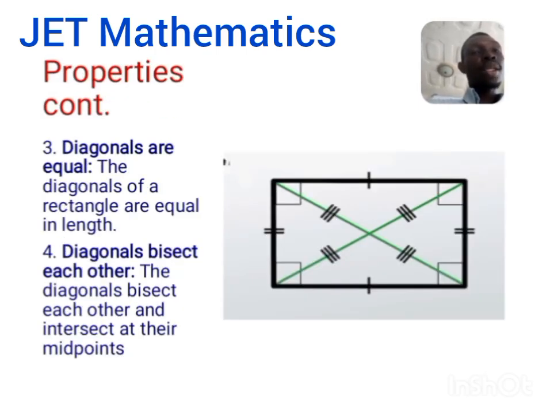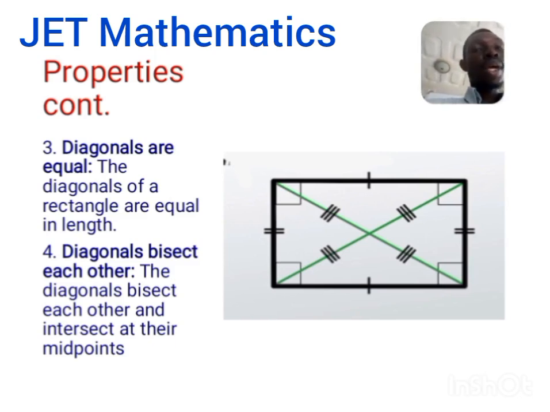Then let's also look at the diagonal. Remember I told you that the diagonal is a line that is drawn from one end of the edge of the shape, or vertex, to the opposite vertex. Now in a rectangle, the diagonals are equal in length. We have two diagonals in a rectangle. The two diagonals are equal in length. You see the lines drawn in green color. Those lines are the diagonals.